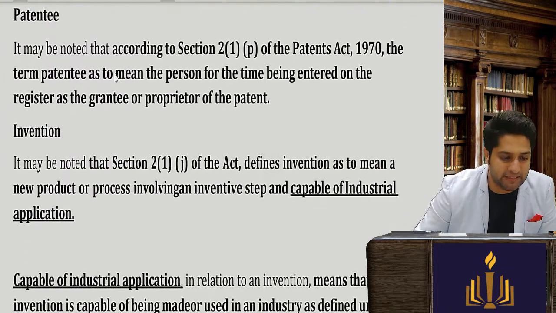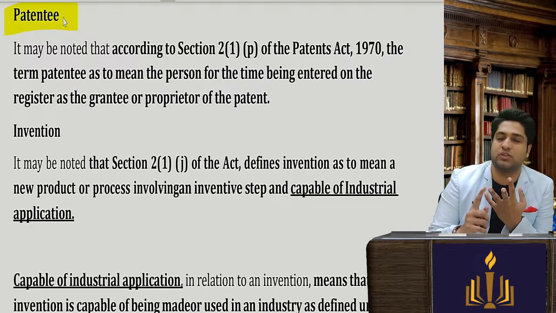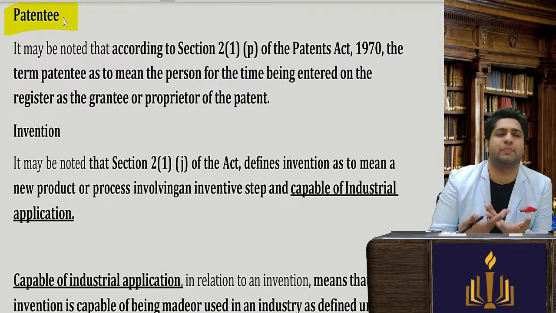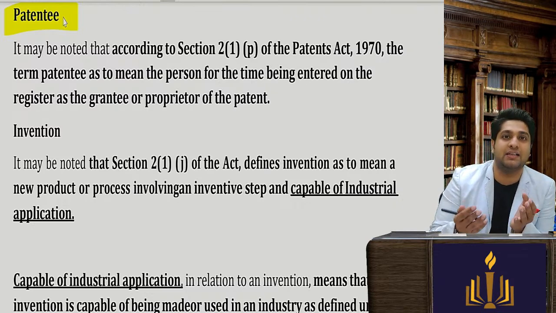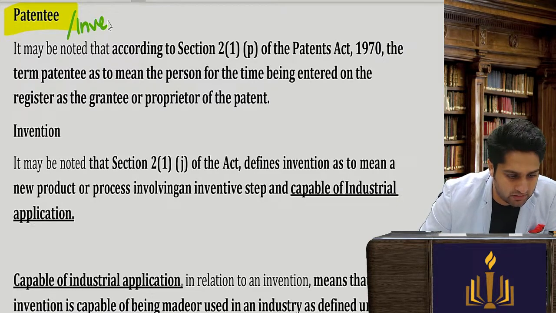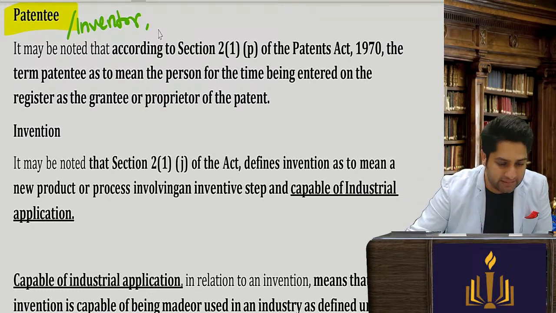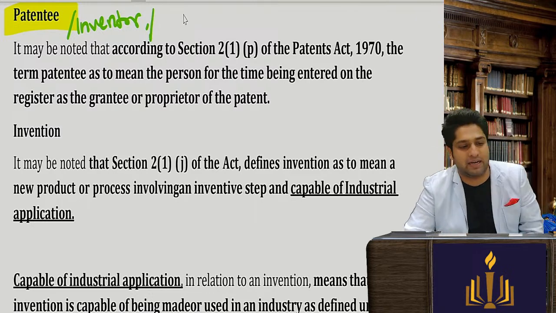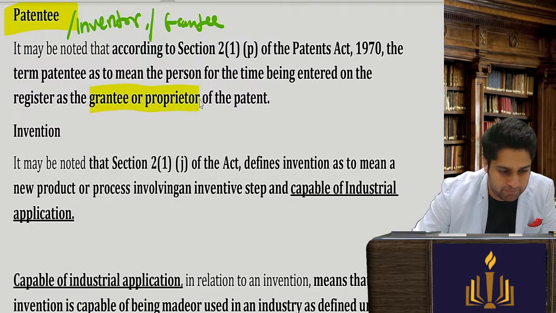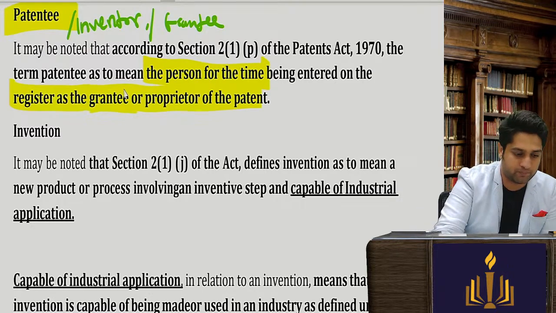Now, patentee. You have understood what is an invention. Yes. What is an inventive step? We've understood. What is a patent? We've understood. Now, what is a patentee? The government is the grantor of patent. So they are the patenters, and the inventor is called as the patentee. Or if I am getting granted the patent, I am the grantee, or the proprietor of the patent. So as to mean the person in whose name it is going to be registered.